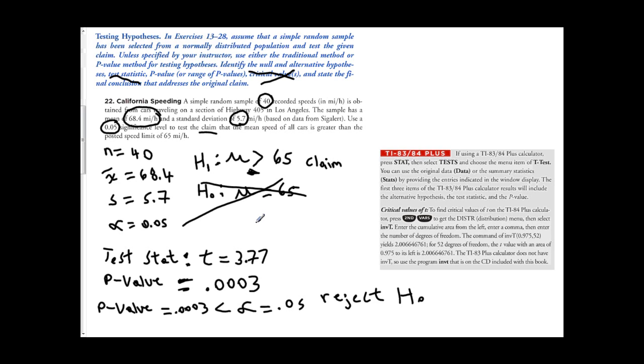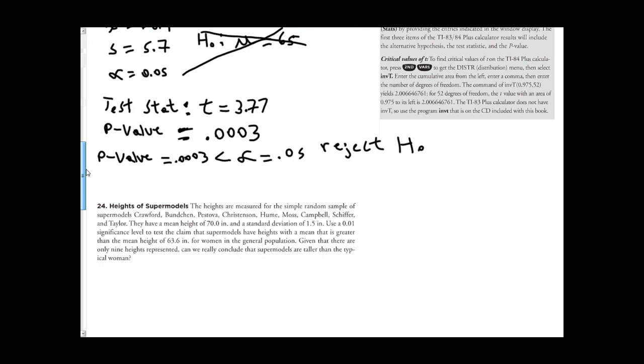All right, so let's take a look at the next example, number 54, and it's about the height of supermodels. It says the heights are measured for a simple random sample, so the first requirement is there, of supermodels: Crawford, Buchan, Estova, Christensen, Hume, Moss, Campbell, Schiffer, and Taylor.